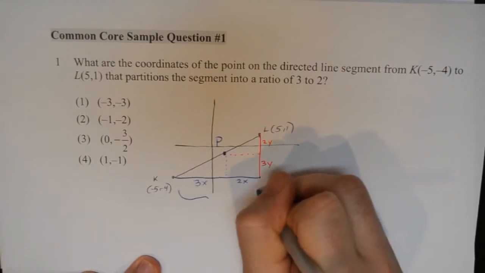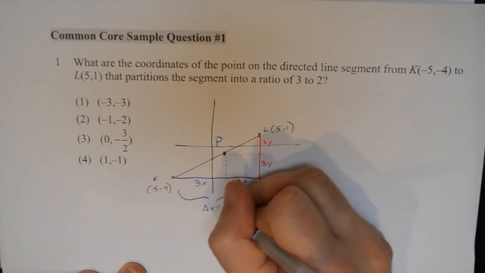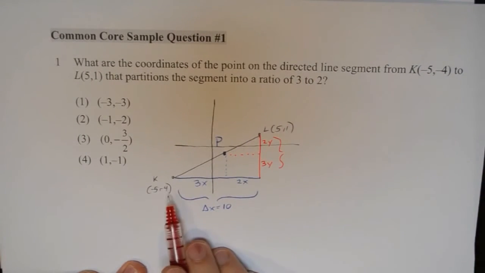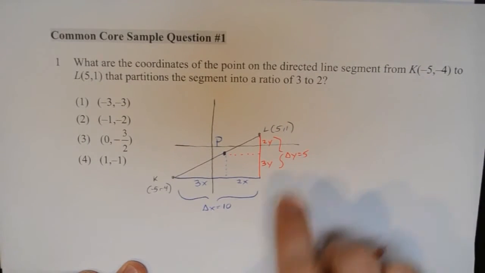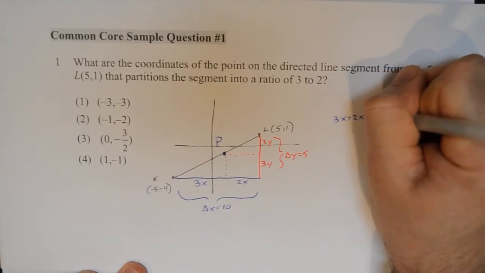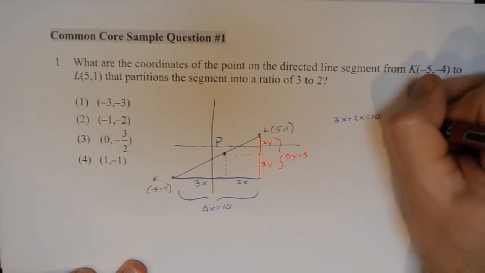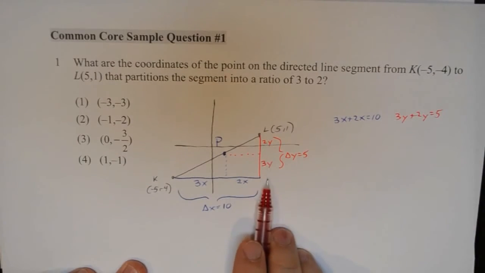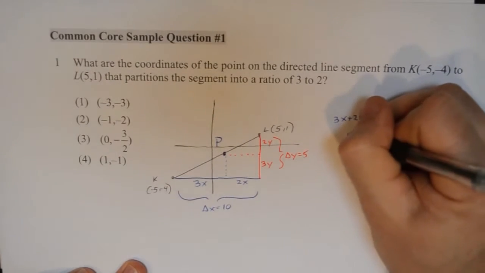What you're going to need to do is think about what the total change in x is. Right, the delta x over here is from -5 up to +5, so that's a change of 10. And you're also going to want to think about what your delta y is. That's this side. Y starts at -4, goes up to +1, so the delta y is 5. So this yields 2 equations. First we have that 3x plus 2x equals 10, from this 3x and 2x being 10. And we also have 3y plus 2y equal to 5. That comes from this 3y and 2y being equal to 5. So over here we get y is equal to 1. On this side over here we get x is equal to 2.